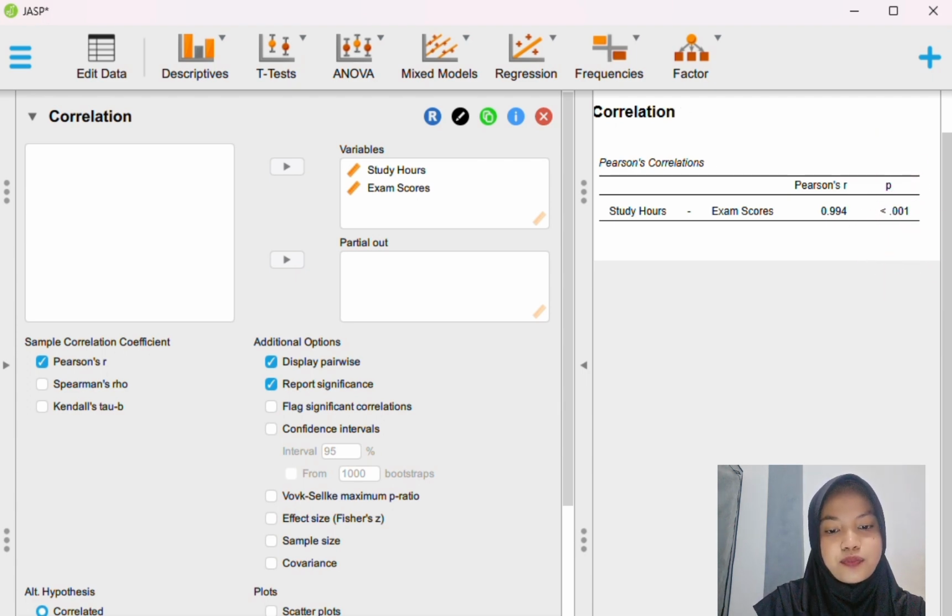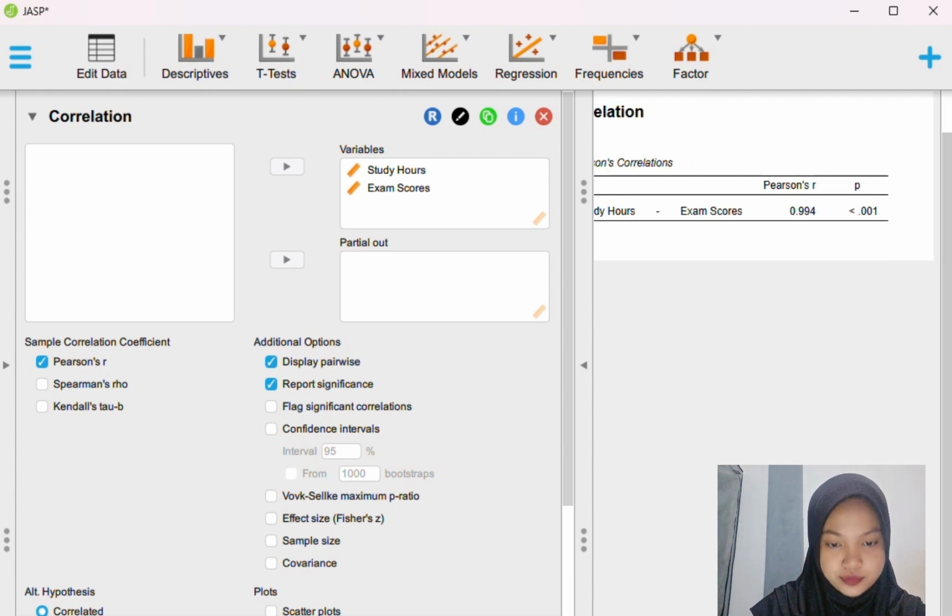Next, we look at the p-value. The p-value is less than 0.01. Okay, which means the result is statistically significant. So we conclude that there is a significant relationship between the two variables.